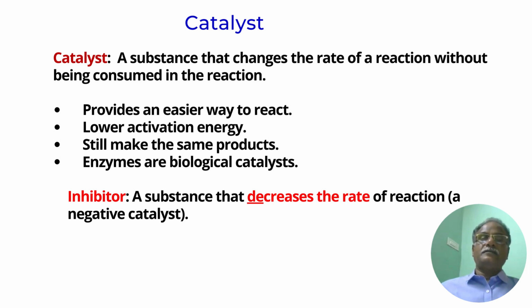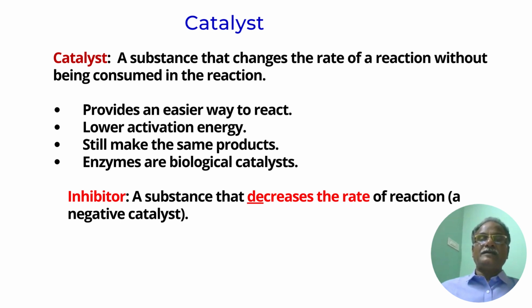Catalyst. Catalyst is a substance that changes the rate of reaction without being consumed in the reaction. So, in other words, we can define catalyst as a substance which can change the rate of reaction without being involved in a chemical reaction. These four are the characteristics of catalyst.